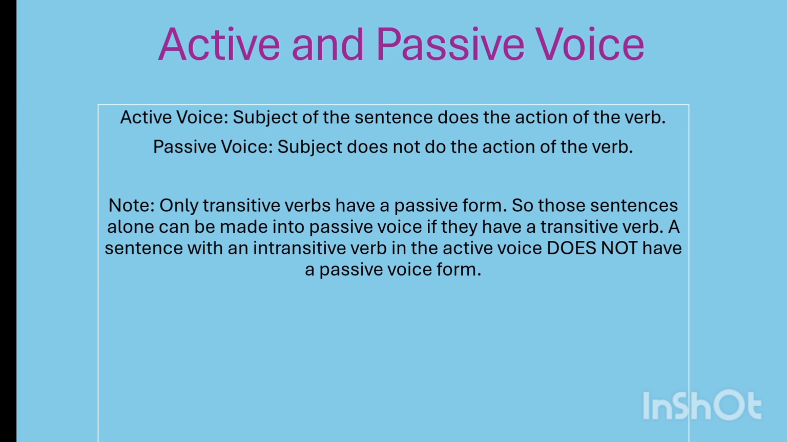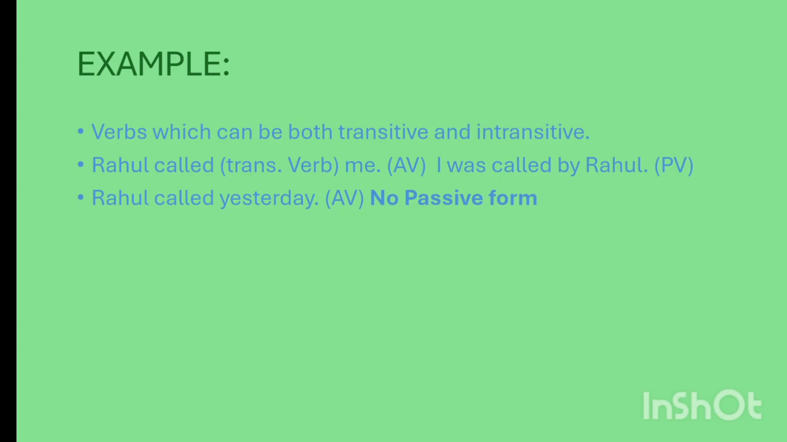So now you know that only a transitive verb can have a passive form. Those sentences alone can be made into passive voice if they have a transitive verb. A sentence with an intransitive verb in the active voice does not have a passive voice form. Now, for example, you see verbs which can be both transitive and intransitive. I have given an example here.